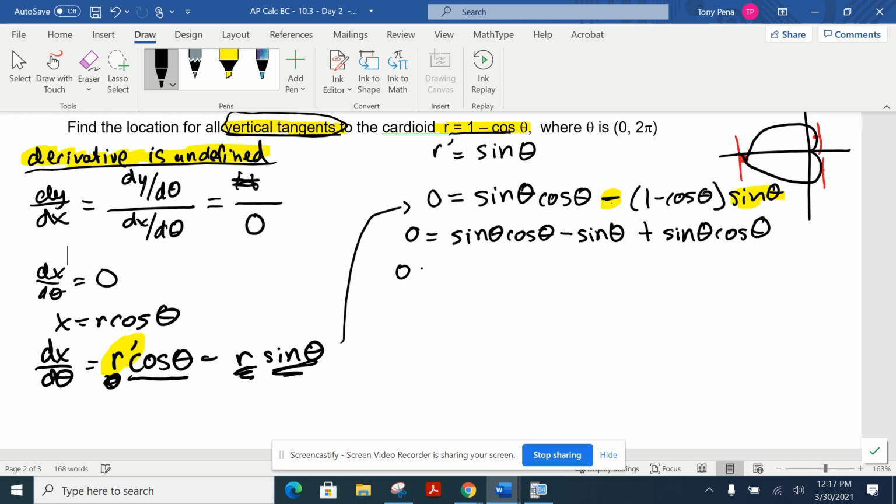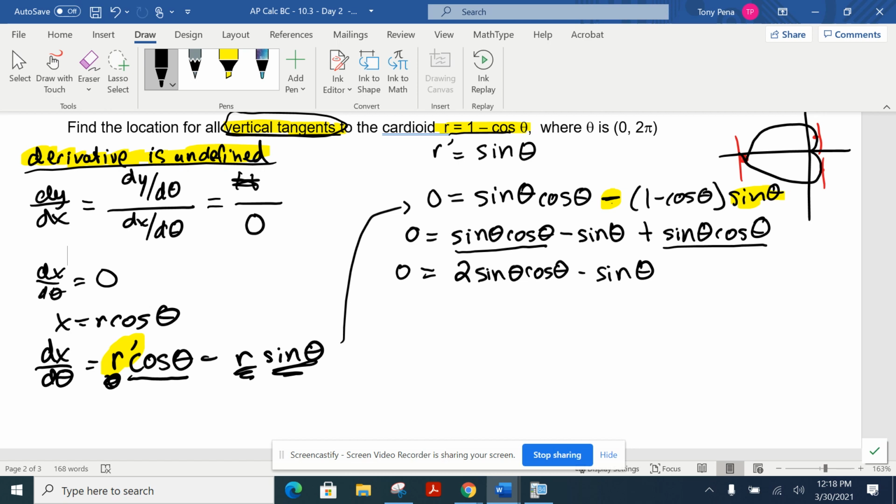Then you hopefully notice you have some like terms here. Here's a sine theta, cosine theta. Here's another sine theta, cosine theta. So that is a 2 sine theta, cosine theta. And it's probably been a very long time since you solved these trig equations, but these actually solve very much like variables where you would need to factor these.